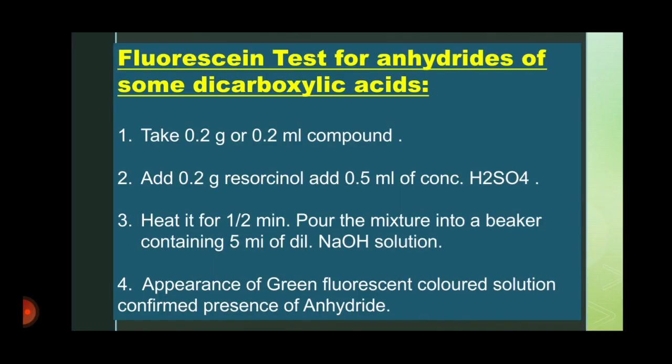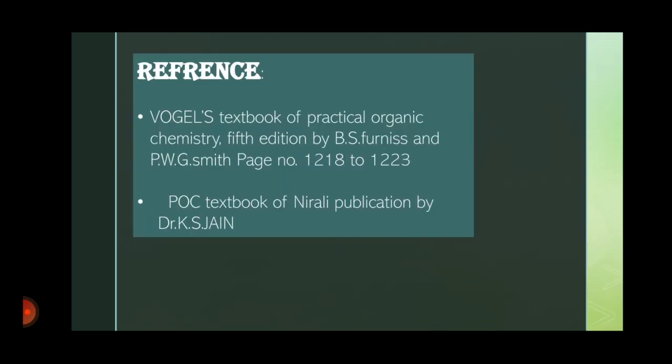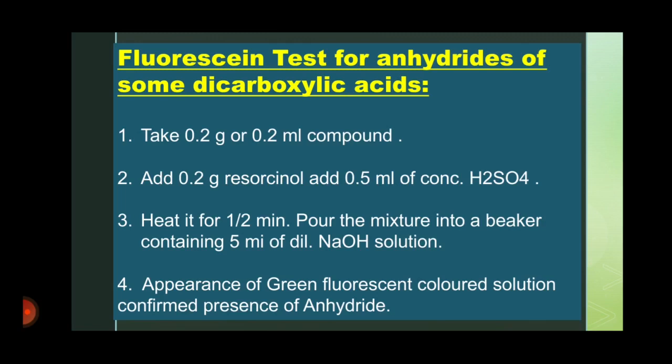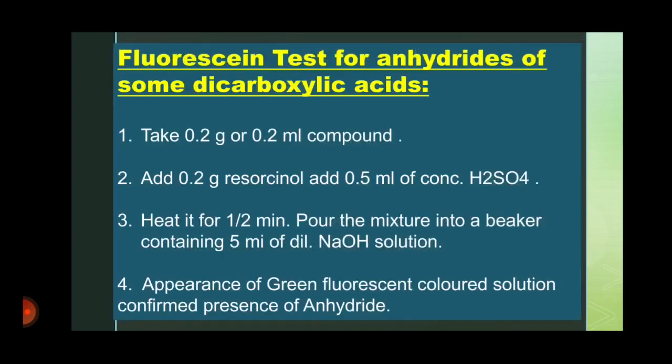Pour the mixture into a beaker containing 5 ml of dilute NaOH solution. The appearance of a green fluorescent colored solution confirms the presence of anhydride. It not only gives an inference that it is present, but also confirms the presence of anhydride. So for anhydride we should do two tests. First is the hydroxamic acid test, which indicates the presence, and for confirming that we have anhydride, the fluorescence test is there.